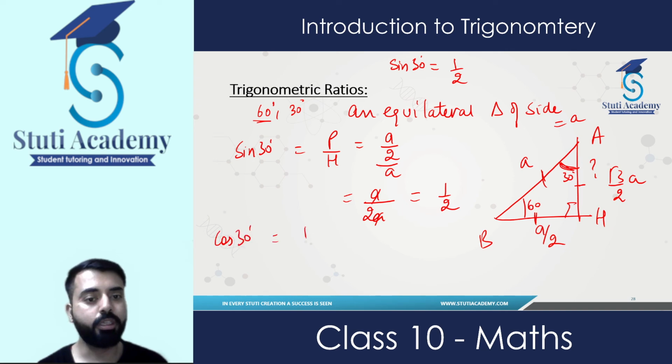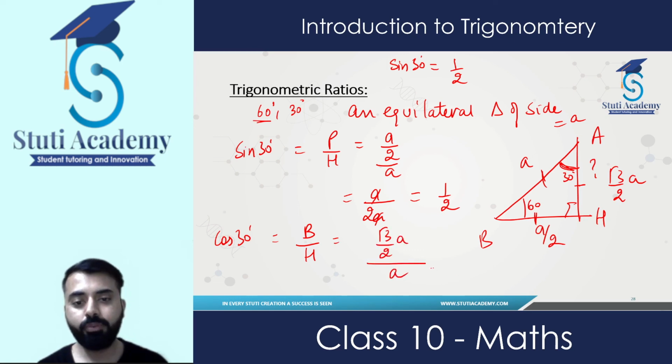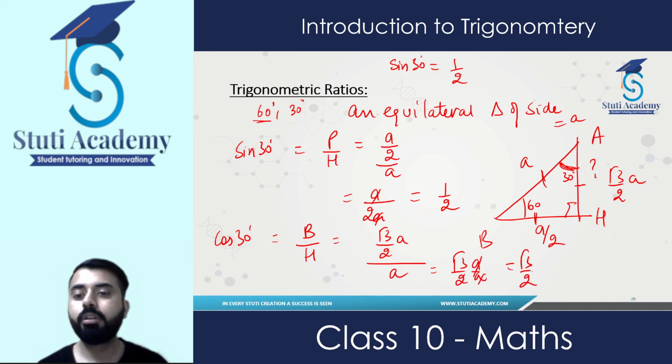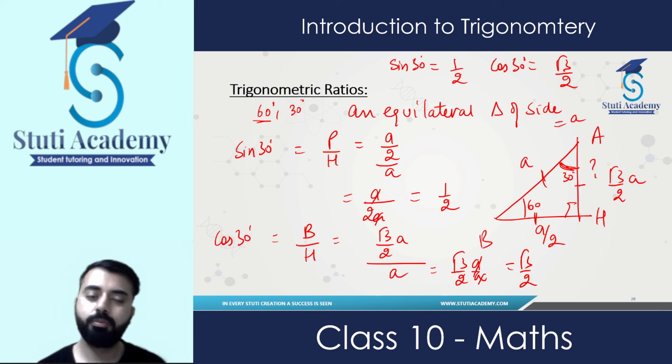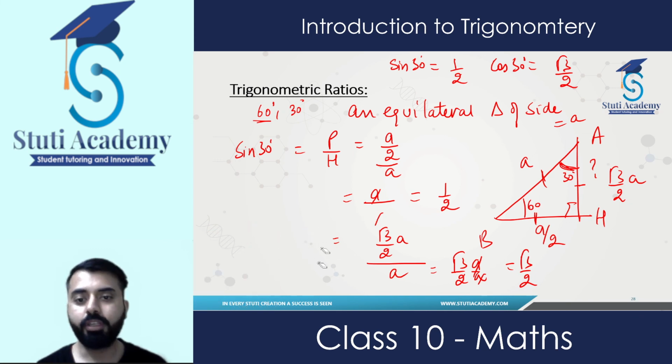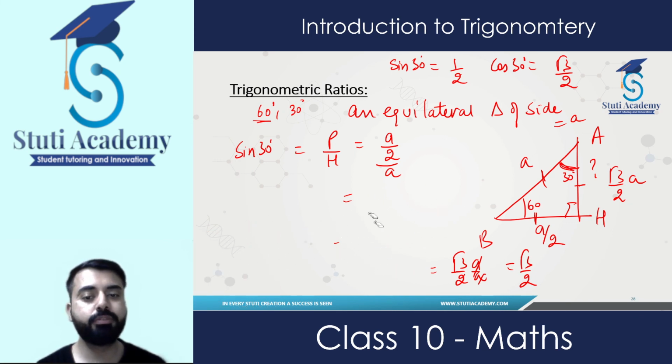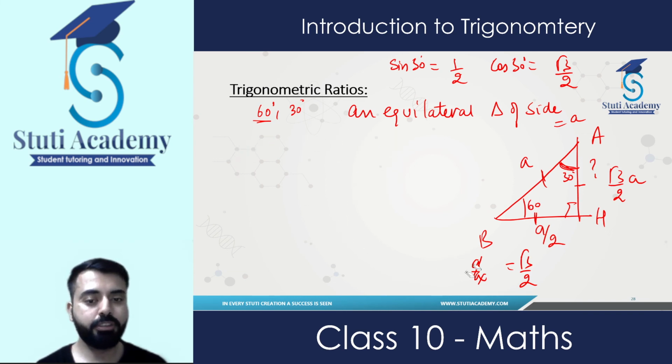So cos 30 is what? It is base upon hypotenuse. Base is root 3 by 2 A divided by A. So it is root 3 by 2 A by A, which is root 3 by 2. So cos 30 is root 3 by 2, right? Now if I erase this one, since I have both of the values, I have my sine 30 which is 1 by 2 and my cos 30 which is root 3 by 2.